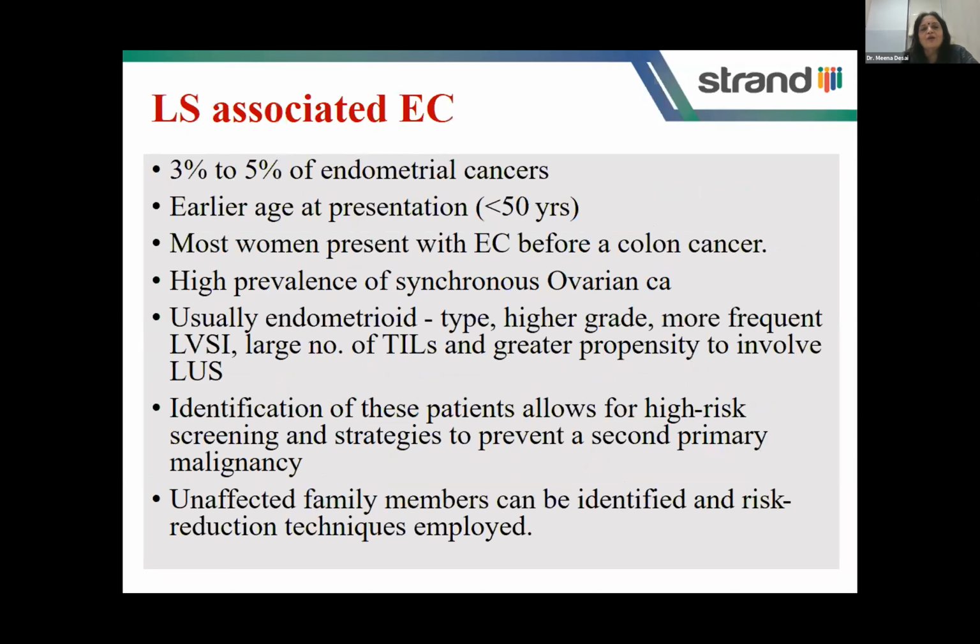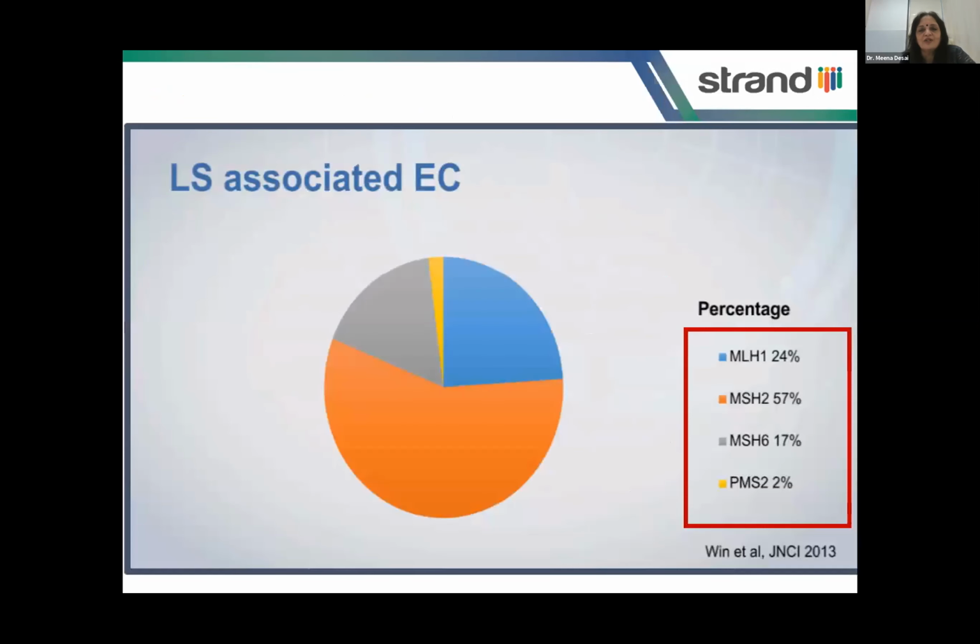So this is the profile of a Lynch syndrome associated endometrial carcinoma. You have an earlier age of presentation. They form just 3 to 5% of endometrial cancers. But one thing to remember is that they present earlier than colonic carcinomas, and they can have a synchronous ovarian carcinoma, usually of endometrioid type, but they could be of other types also. Higher grade, more frequent LVSI, and large number of tumor infiltrating lymphocytes, and greater propensity to involve the lower segment. So naturally identifying and screening, etc., is very important, especially with the family members and the individual himself, herself, for other cancers.